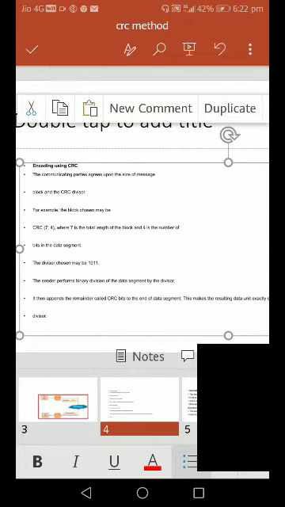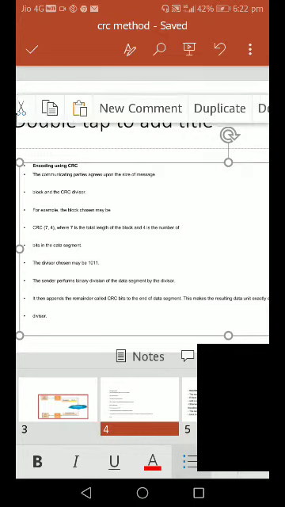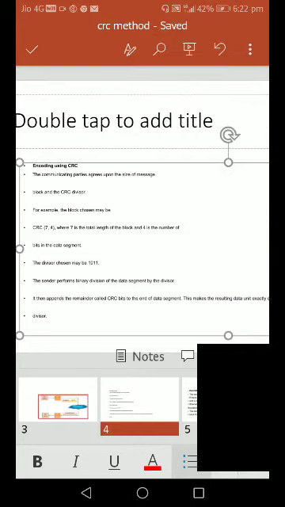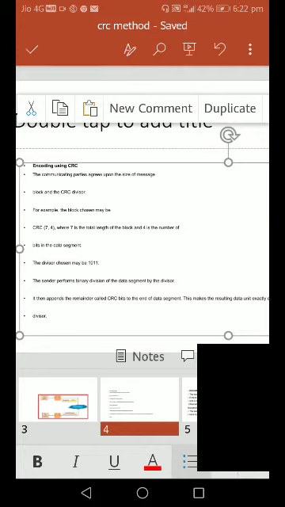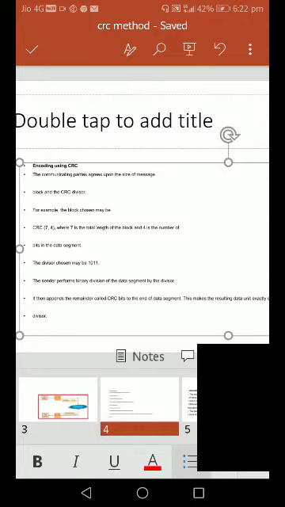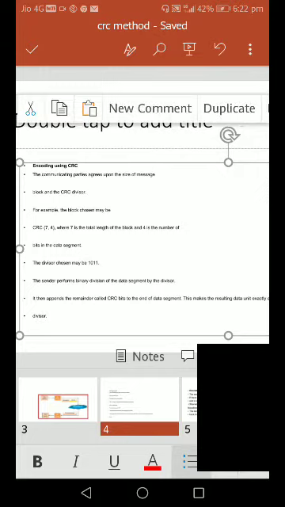The communicating parties agree upon the size of the message. Blocks of data plus CRC use a divisor number. The cyclic redundancy code divisor is used for dividing and sending the blocks of data.